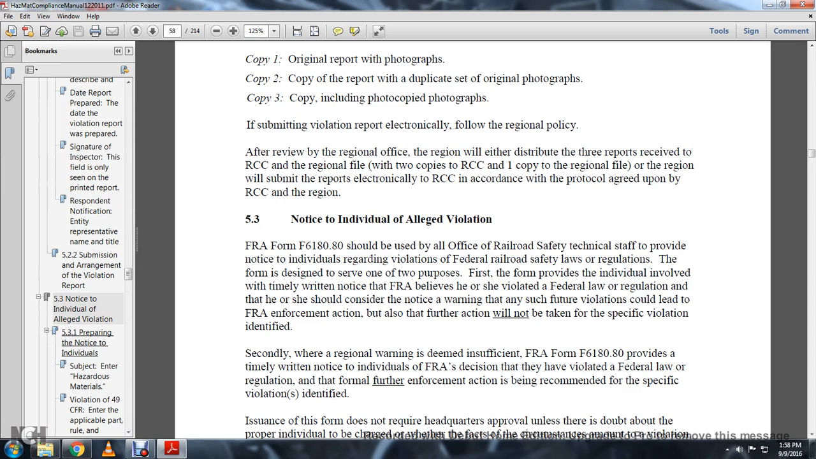The form is designed to serve one of 2 purposes. First, the form provides the individual involved with timely written notice that the FRA believes he or she violated a federal law or regulation, and that he or she should consider the notice a warning against any such violation.